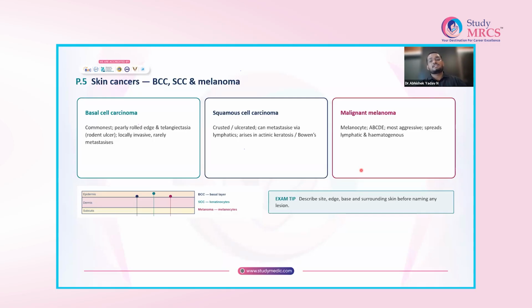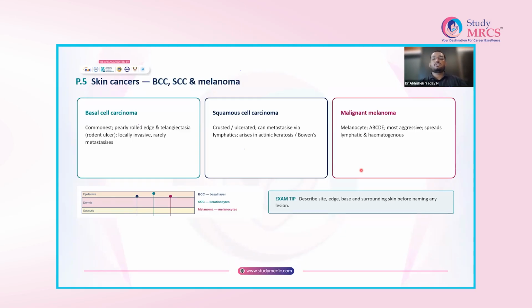Coming to squamous cell carcinoma, most of the time they present with ulcerated or crusted forms. They have a high chance of metastasizing to distant organs, and most of the time they spread via the lymphatics. They also have some pre-malignant skin conditions like actinic keratosis or Bowen's disease. Genetic involvement will be present in squamous cell carcinoma.